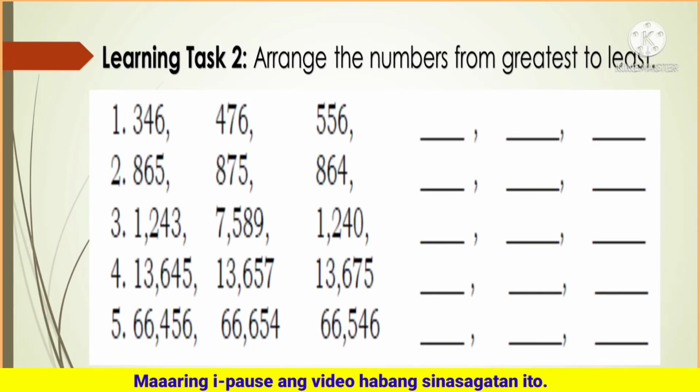Learning task 2. Arrange the numbers from greatest to least. So, iayos lamang ang mga sumusunod na bilang mula sa pinakamalaki hanggang sa pinakamaliit. So, sinagutan ko na ang number 1. So, gawin mo naman ngayon ang mga kasunod na bilang. Okay?